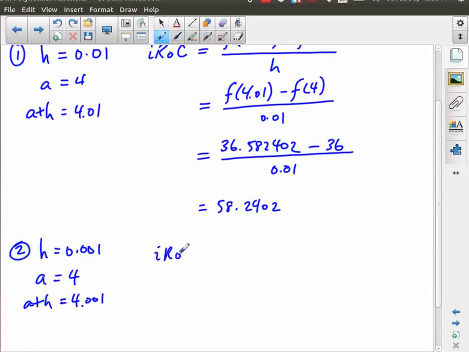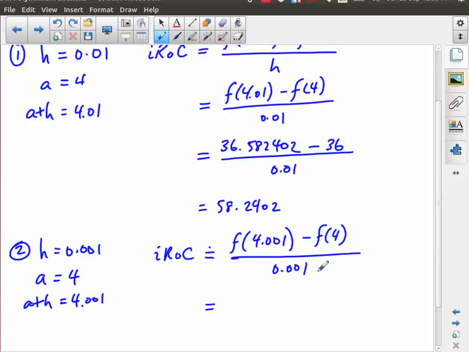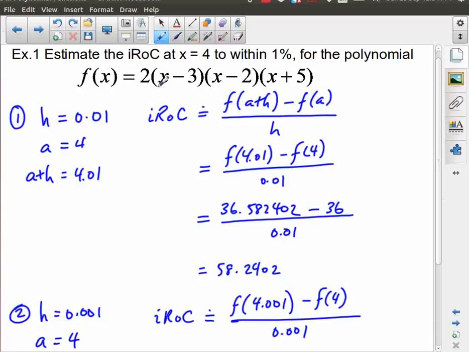My instantaneous rate of change is approximately equal to f of 4.001 minus f of 4. This time my h value is 0.001. So I go through this again. Same calculation as before, except for now I'm going to use 4.001 here. So 2 times 4.001 minus 3, 4.001 minus 2, 4.001 plus 5. I'm going to get a value that's pretty close to 36.